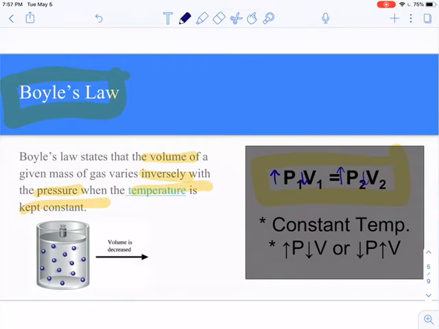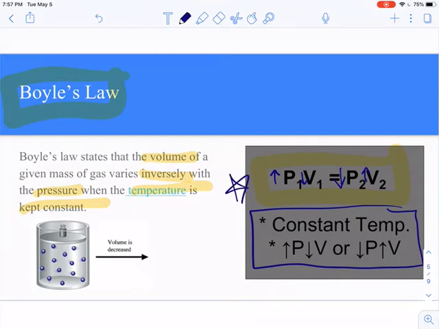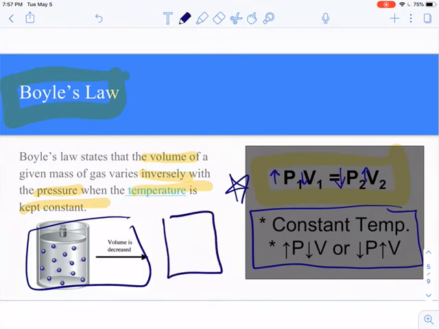We could also do the opposite. If your pressure were to decrease, your volume would have to increase, and our temperature is staying constant. Make sure you write down what Boyle's law is. So here, in this picture, if our volume is decreased, maybe it now is here, you have the same amount of particles, but there's going to be a lot of pressure. We'll look at some examples of this as well.